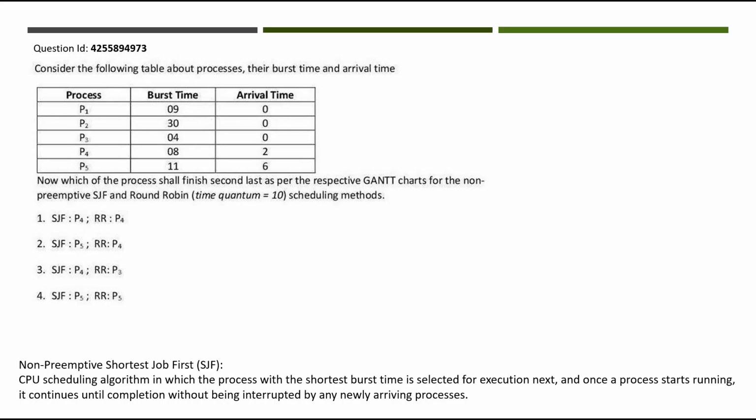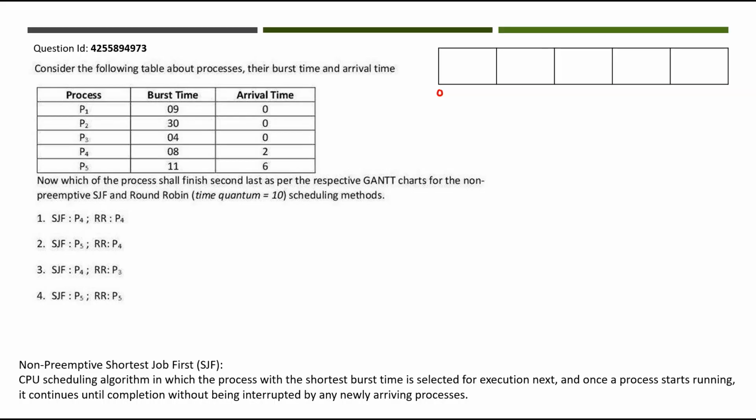This is a CPU scheduling algorithm in which the process with the shortest burst time is selected for execution next. And since they have told it's non-preemptive, once a process starts running, it continues until completion without being interrupted by any newly arriving processes. So let's take the Gantt chart here for non-preemptive SJF. Let's take this to be time 0.